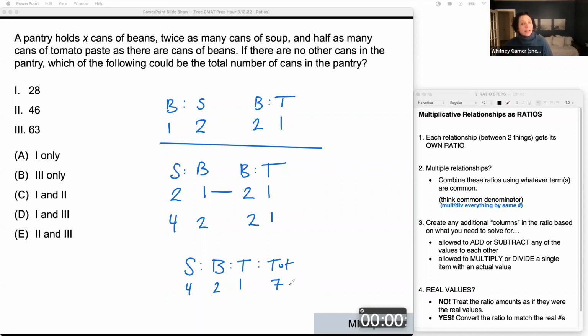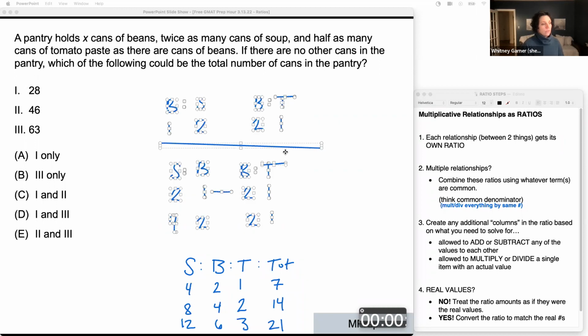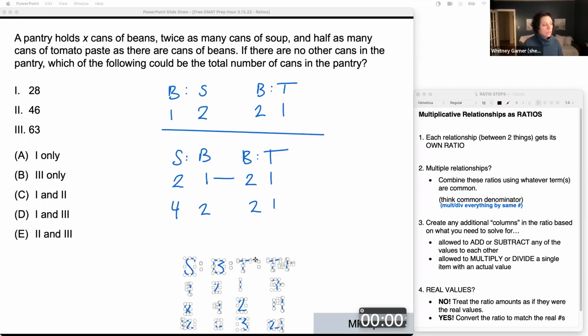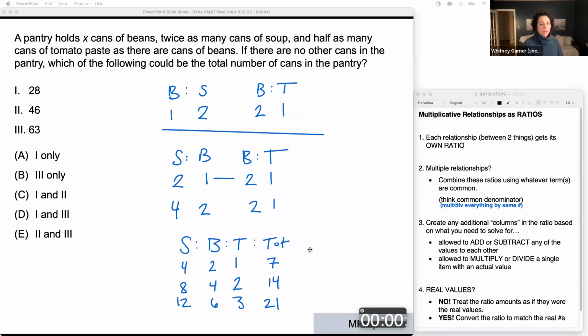So you know what I know? I know that the number of soup cans has to be a multiple of 4, because it could be that I have 8 cans of soup, 4 cans of beans, 2 cans of tomato, and 14 cans total. All right, so I could multiply it up again. It could be 12, multiply everything through by 3. So 12, 6, 3, and 21. So what are you starting to notice that is going to have to be true about my total number of cans of soup? What has to be true?